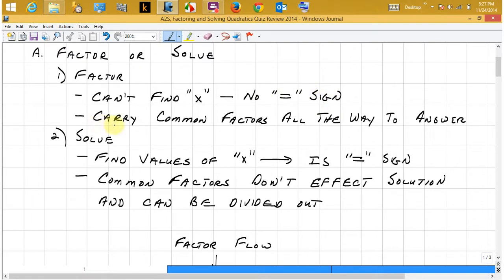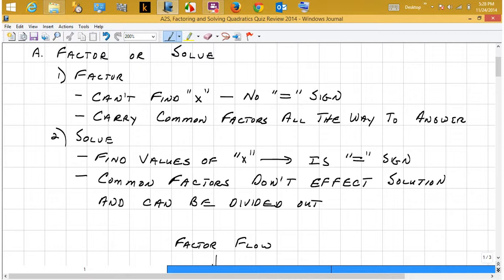And if you do have a factor, like you take out a common factor, you have to carry that all the way through the problem and even have it at the end. Now, if it's a solve, you're going to find the value of x that makes it true, and it's going to have an equal to sign. So if you have a common factor, you could actually divide that common factor out, because what you do to one side, you can do to the other.